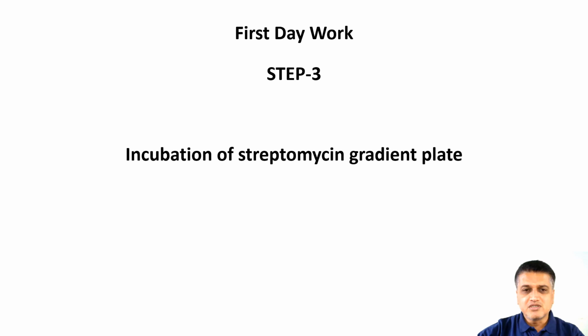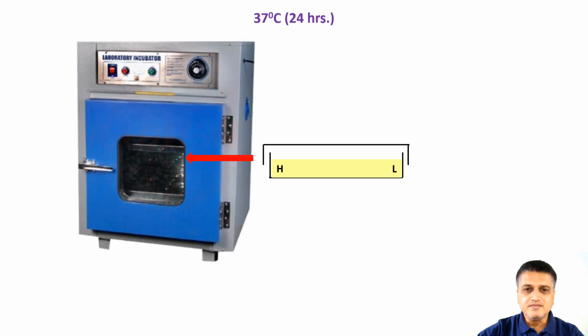In step 3, we have to incubate the streptomycin gradient plate. Streptomycin gradient plate inoculated with E. coli is incubated inside an incubator at 37 degrees Celsius for 24 hours. Thus, first day work is over.